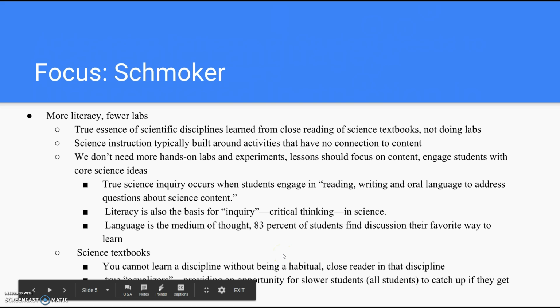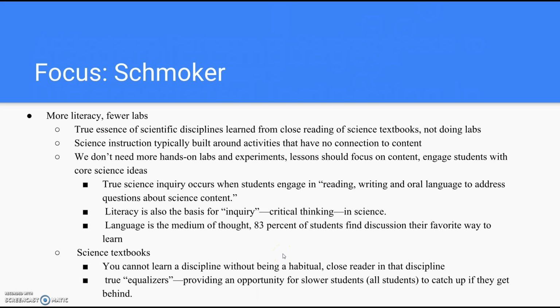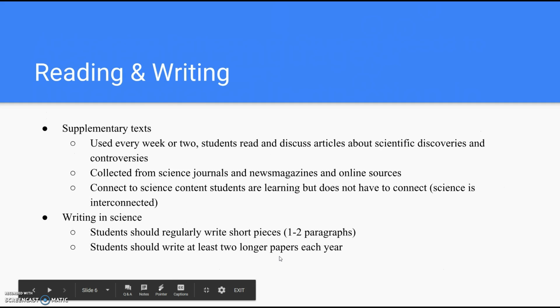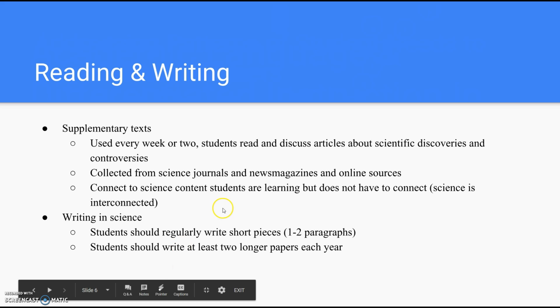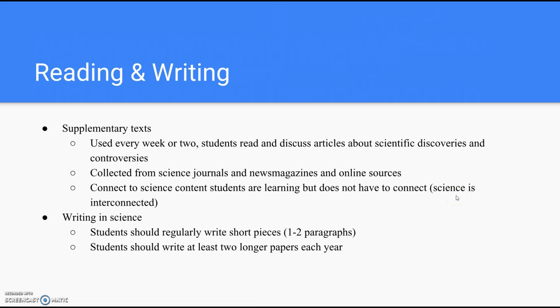And right now we do have new standards, so we don't technically have textbooks yet. But we're making the most of the textbooks that we do have right now. But we can also use supplementary texts, and he recommends that we use this every week or two, using articles and scientific texts to talk about scientific discoveries and controversies. So right now in 7th grade, we use Science World magazines, and they get a new subscription every month, and every Tuesday the kids get to read, and it doesn't have to completely connect to what you're learning about, but science is interconnected, so usually you'll find something in there that connects to what you're currently learning.